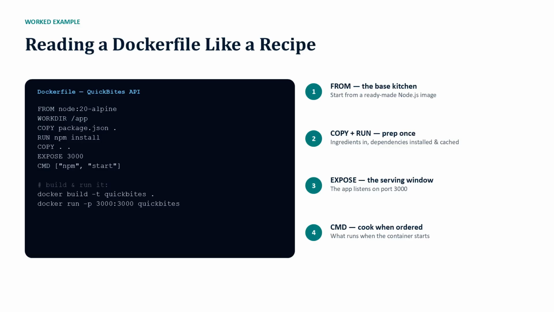Docker caches this step, so rebuilds are fast when only your code changes. Then COPY the rest of the code. EXPOSE port 3000 as the serving window, and CMD says what to cook when an order comes in. npm start. 2 commands at the bottom build the image and run it. Same recipe, same dish, on your laptop, your teammate's Mac, or a production server in Mumbai.